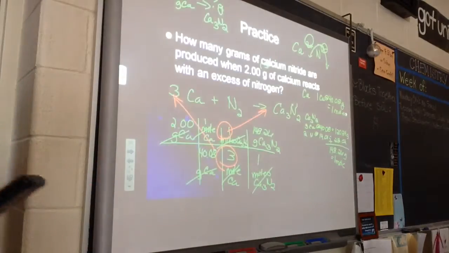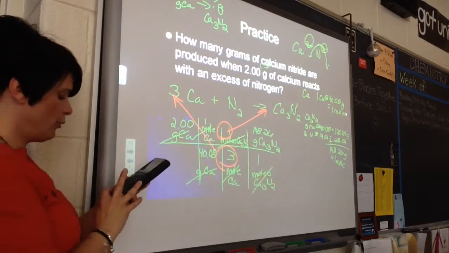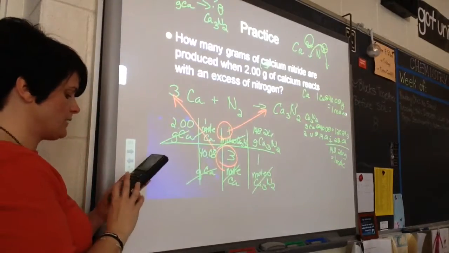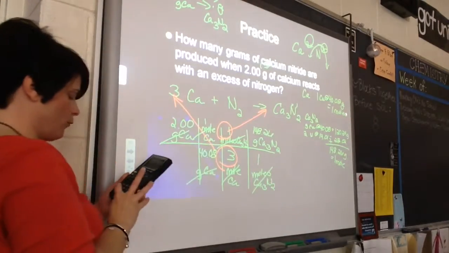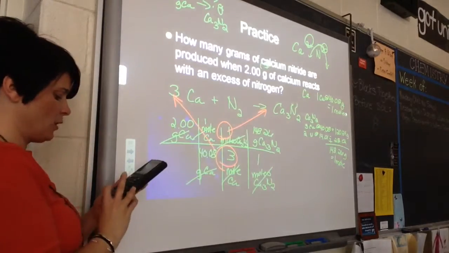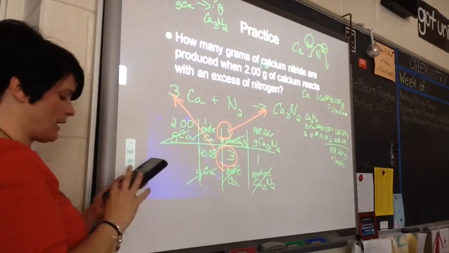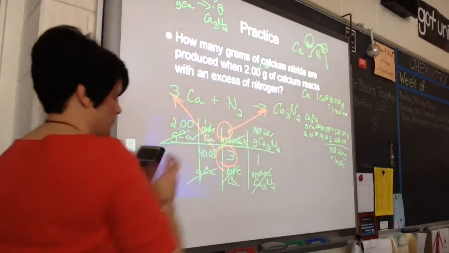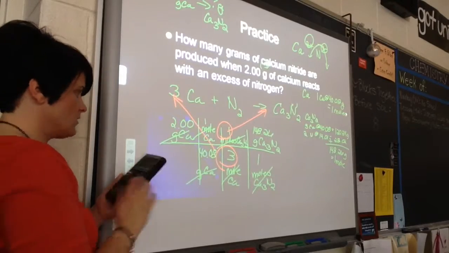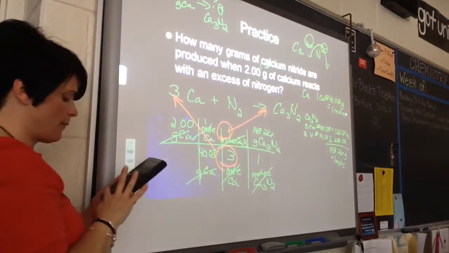Math. 2.00. Go across and multiply. Times 1, enter. Drop and divide by 40.08, enter. Go up and multiply. Times 1, enter. Drop and divide by 3, enter. Go up and multiply. Times 148.26, enter. Drop and divide by 1, enter.